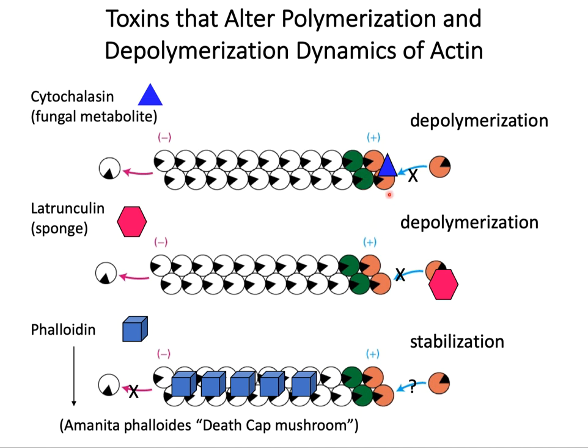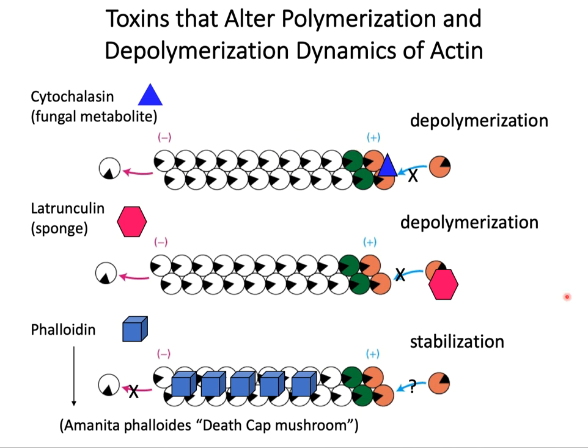This prevents the addition of monomers to the plus end. So it blocks the plus end from growth. What is interesting is that you still have the loss from the minus end, and you don't have any growth at the plus end. Eventually, all of these monomers will just come off, and you get rapid depolymerization of actin.